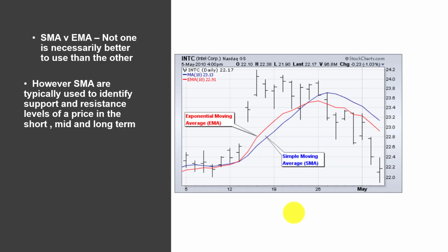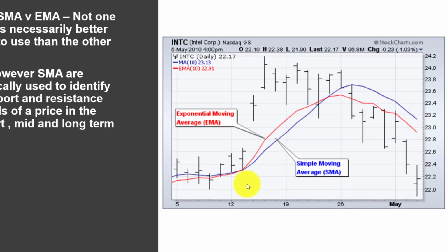So, let's compare SMA versus EMA. Not one is necessarily better to use than the other. However, SMAs are typically used to identify support and resistance levels of a price in the short, mid and long term. So turning to this chart here, as described, the exponential moving average is born out of the simple moving average.